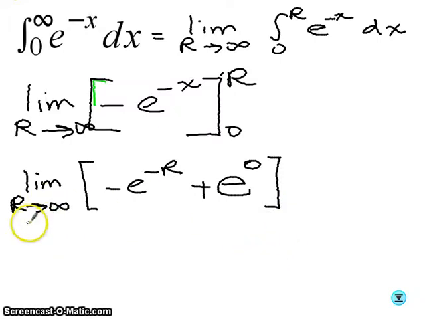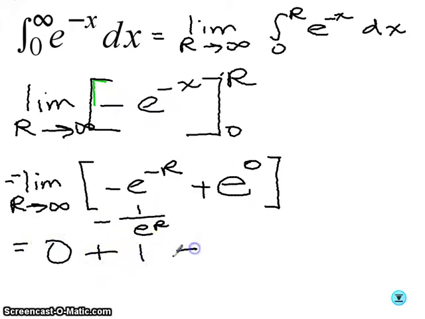Now if we evaluate this limit as r approaches infinity, what is this going to approach? If you said 0, you would be correct, because remember, this is like writing 1 over e to the r. If this is getting very, very large, this is tending towards 0. Plus e to the 0, we know, is 1. So our area under the curve from 0 to infinity has a value of 1.